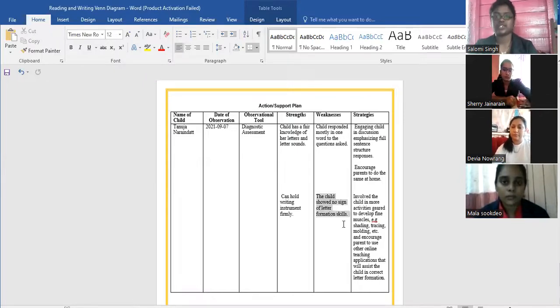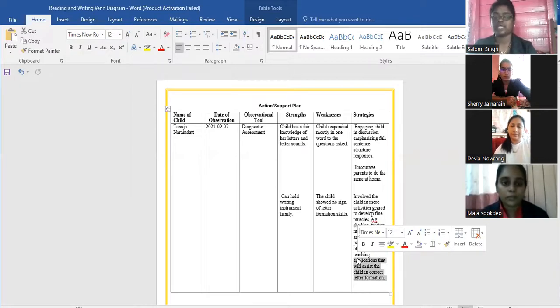Secondly, the weakness says here that the child showed no sign of letter formation skills. So the strategy that was implemented here says that we're going to involve the child in more activities geared to develop fine muscles, for example shading, tracing, modeling, etc. And we can encourage the parent to use other online teaching applications that will assist the child in correct letter formation. When we talk about online applications, we're talking about, for example, this ABC learning app that teaches children how to form letters correctly.